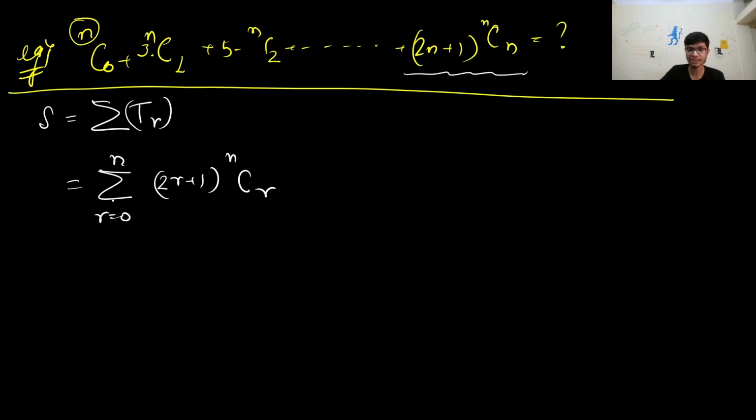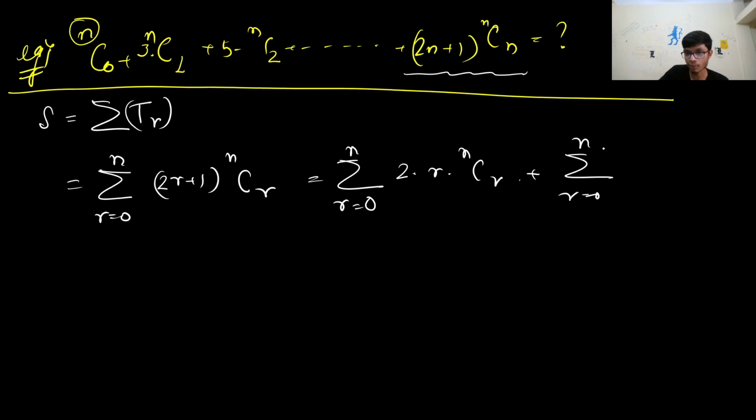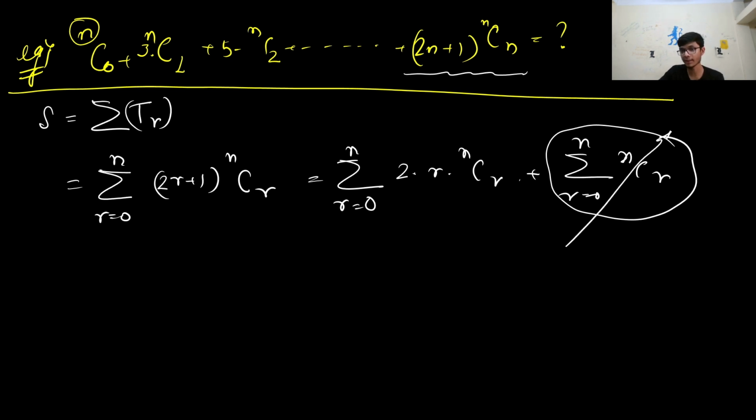So the summation of the general term, where r varies from 0 to n, gives the summation of this particular binomial coefficient expansion. This question can be solved simply by using the differentiation method, but I'm not using that approach. So this can be written as the summation from r equal to 0 to n of 2 times r times nCr, plus the summation from r equal to 0 up to n of nCr. This second result is known to us, and it is nothing but 2 raised to the power n. And from here this will become 2 into the summation from r equal to 0 up to n.